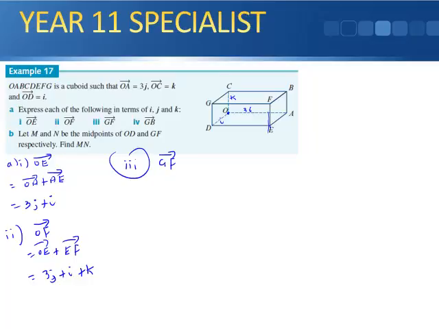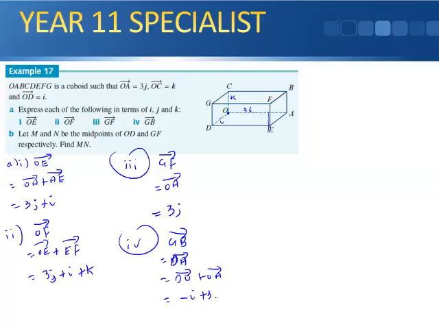Part 3. G to F. G to F will be the same as O to A, which is just 3j. Part 4. G to B. G to B is the same as D to A, which is D to O plus O to A, D to O negative i, plus 3j. So there's those ones.